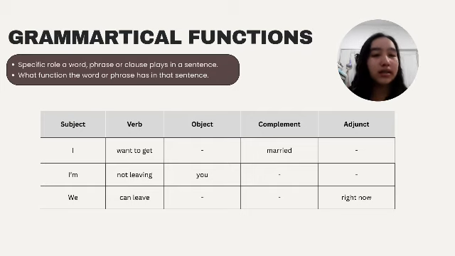The first sentence example is I want to get married. We can see I is the subject, and the verb is want to get. There is no direct object or indirect object, and there is no adjective, while there is a complement, which is marry.